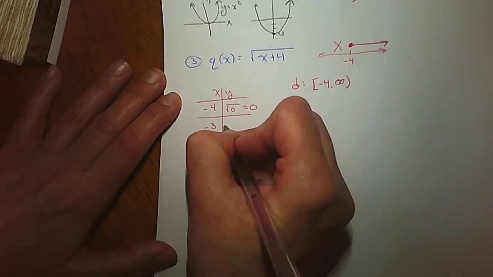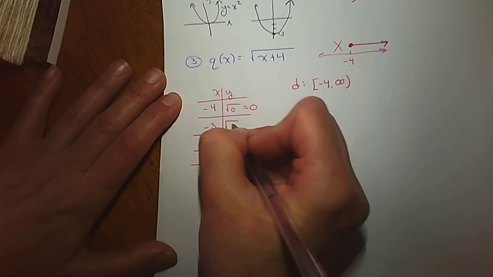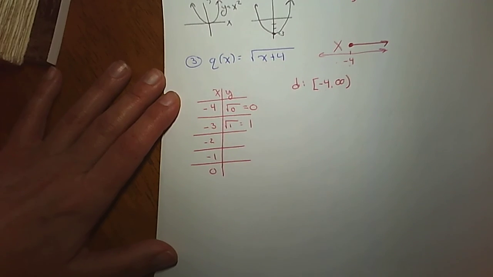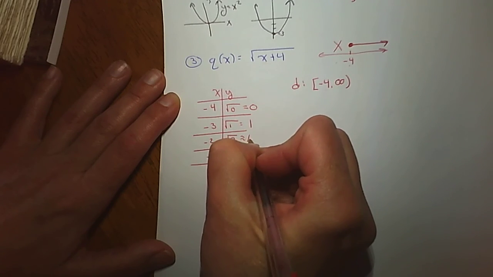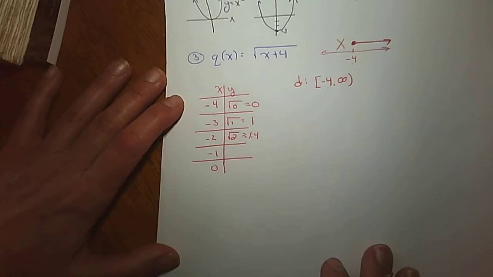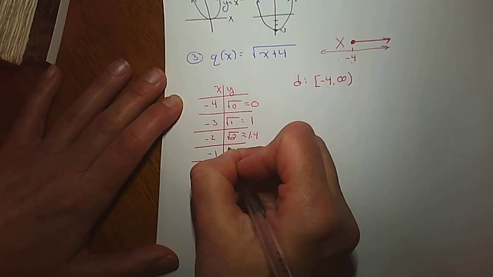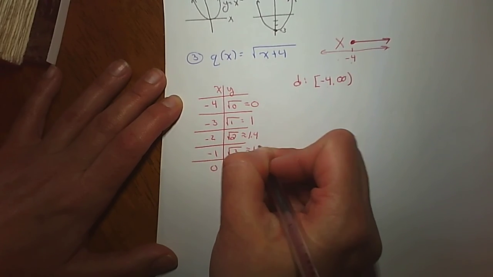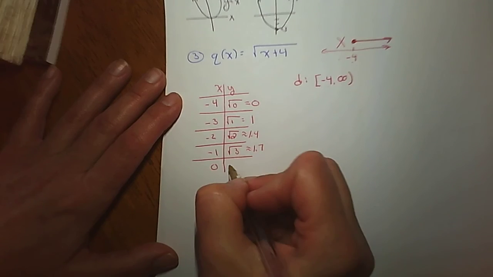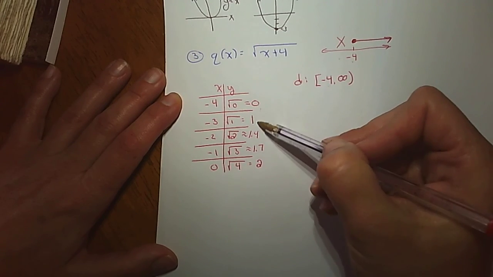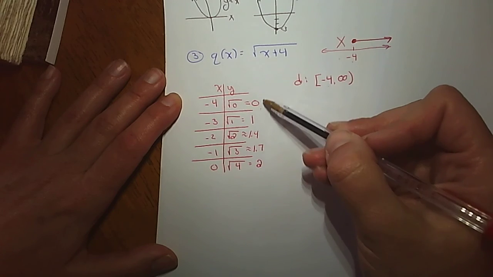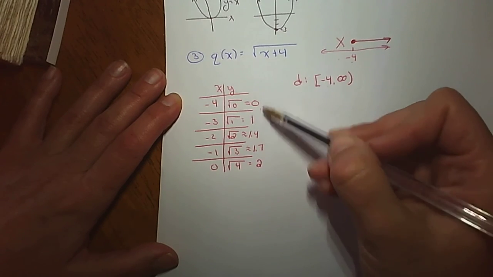Then I'm going to plug in -3. I'm going to get radical 1, which is 1. Then I'm going to plug in -2. And that's approximately 1.4 and change. Then I'm going to plug in -1. That's about 1.7. Plug in 0. What do you notice is happening with these numbers? See how they're getting bigger?